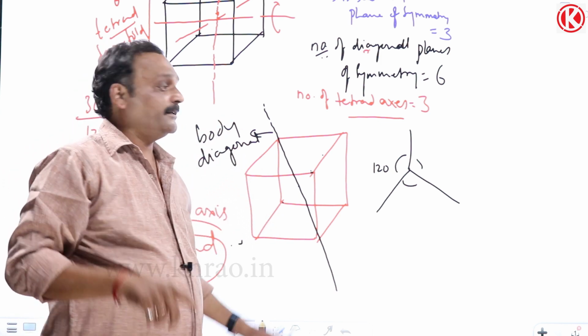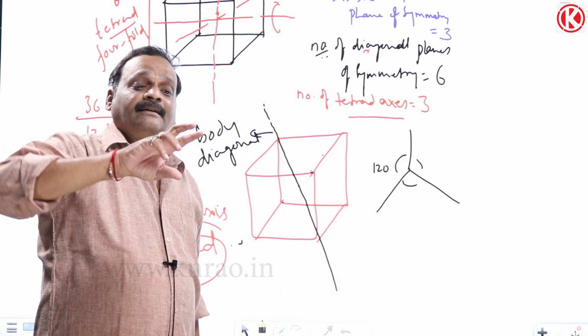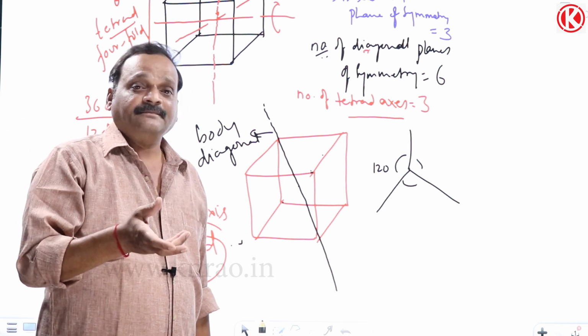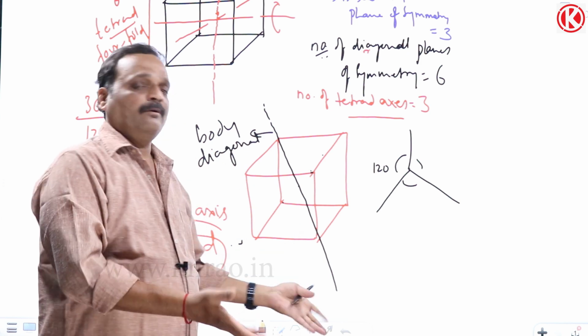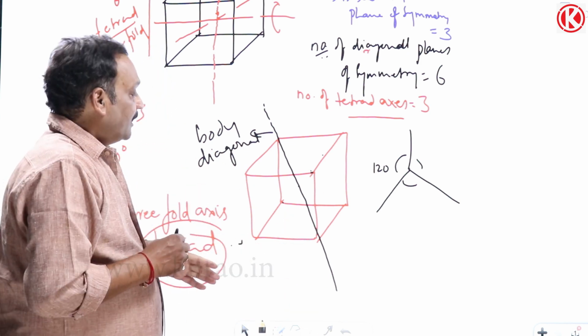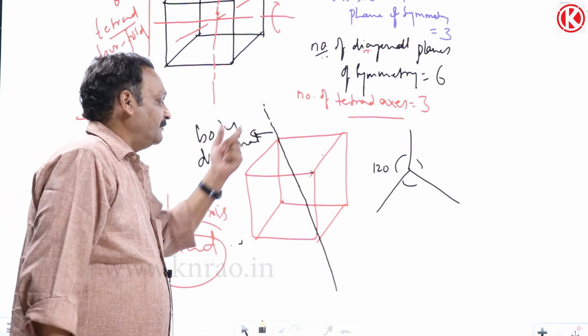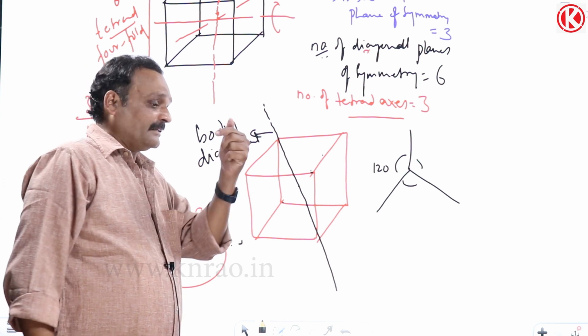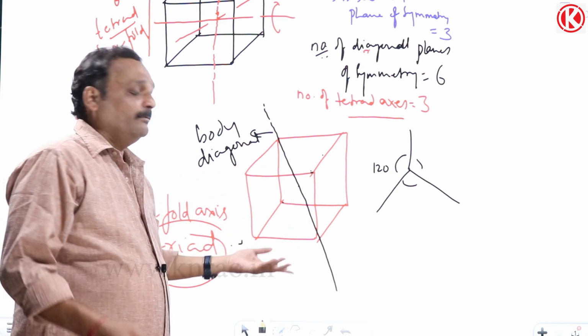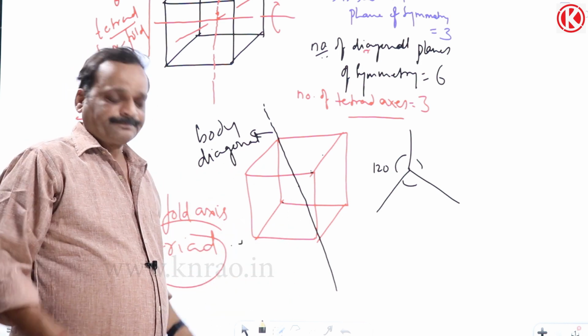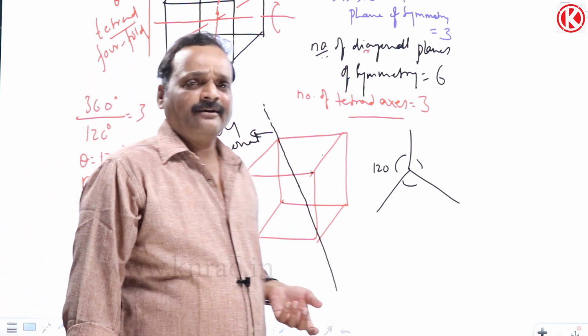Each time you have to rotate it through 120 degrees. Like that you can rotate it 3 times in order to complete one revolution. What is that axis? Axis is nothing but the body diagonal, remember. Now, how many such triad axes or threefold axes are possible? That means, how many body diagonals can I draw in a cube?